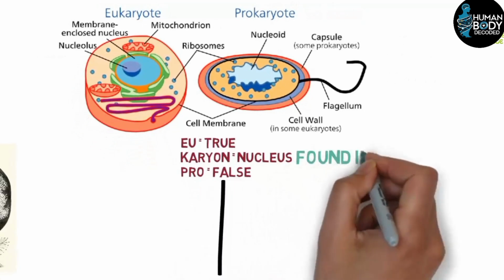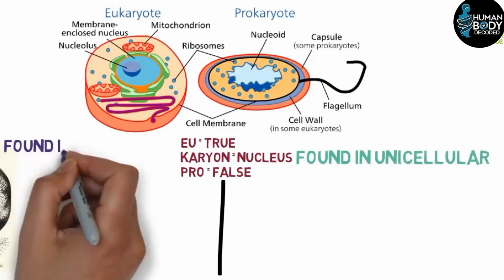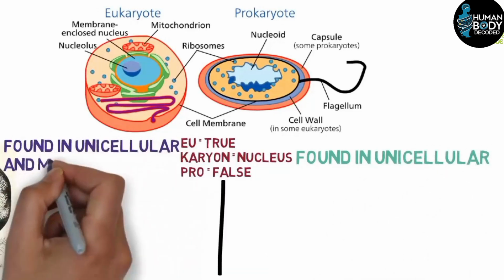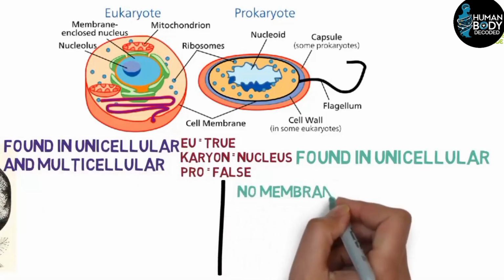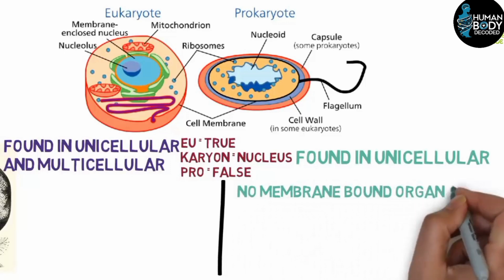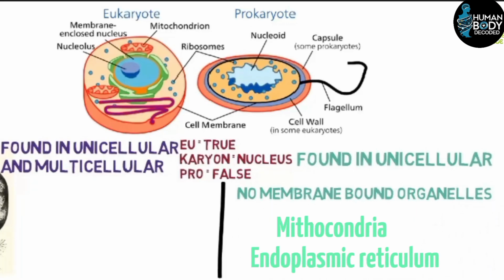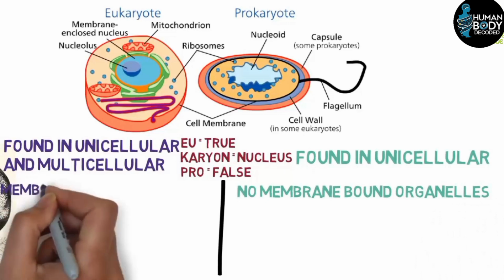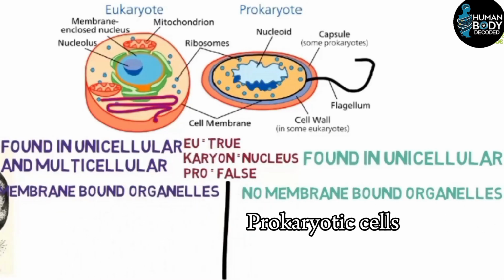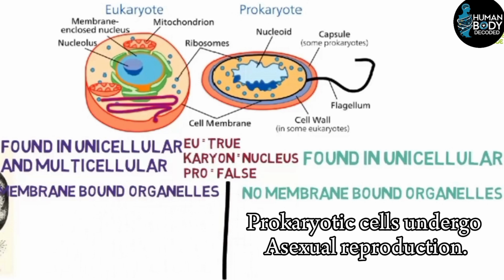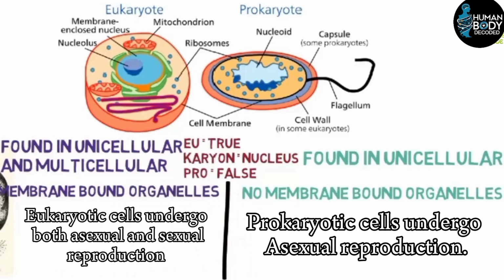Prokaryotic cells are found in unicellular organisms. Eukaryotic cells are found in both unicellular and multicellular organisms. Prokaryotic cells do not contain any membrane-bound organelles, such as mitochondria and endoplasmic reticulum, etc. Eukaryotic cells contain membrane-bound organelles. Prokaryotic cells undergo asexual reproduction. Eukaryotic cells undergo both asexual and sexual reproduction.